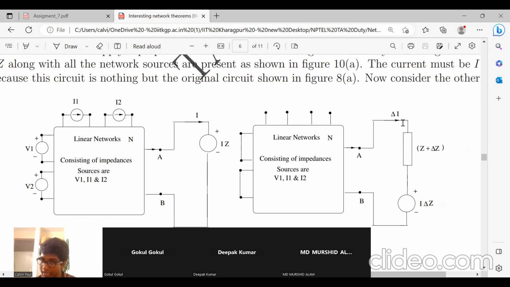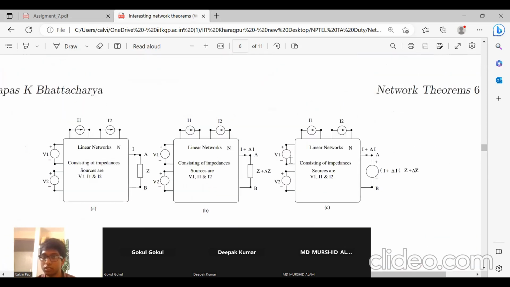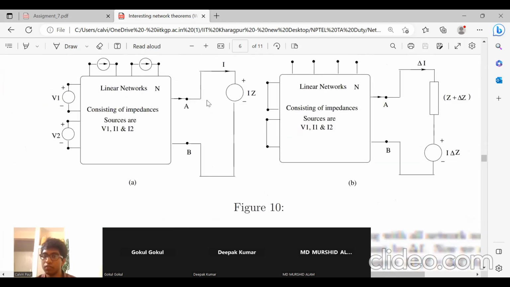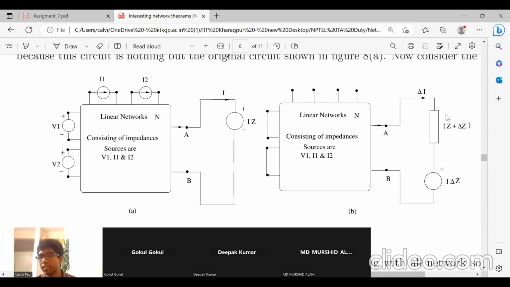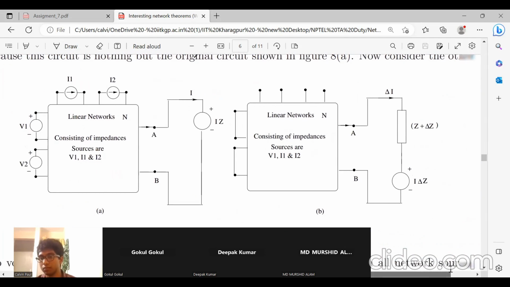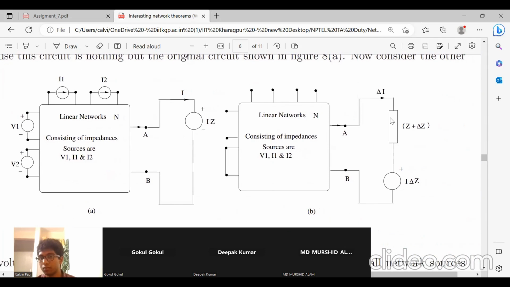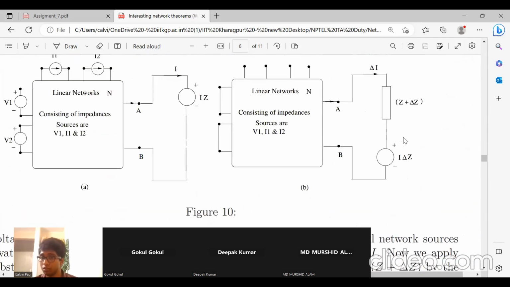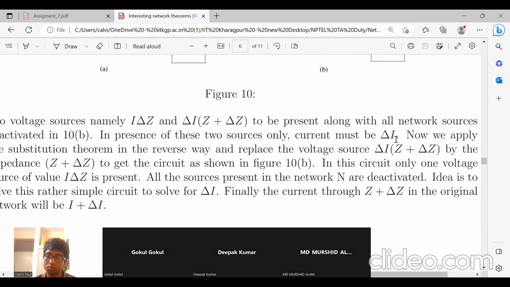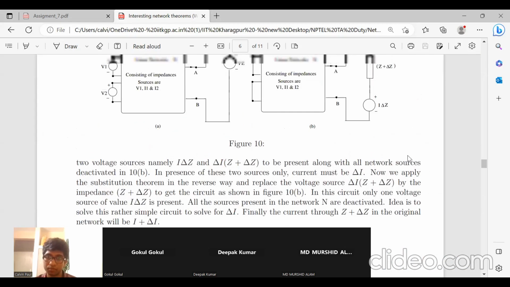Then the current which will flow will actually have to be delta I, because the original current was I plus delta I. So if this current is I, this current has to be delta I. So that's just the proof of this compensation theorem.